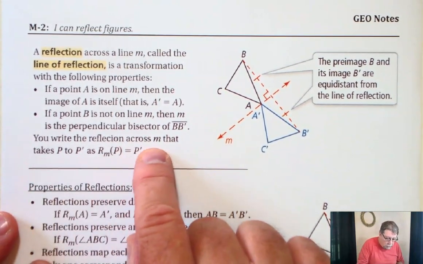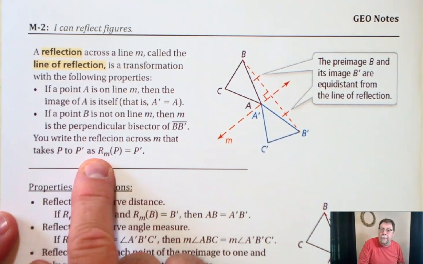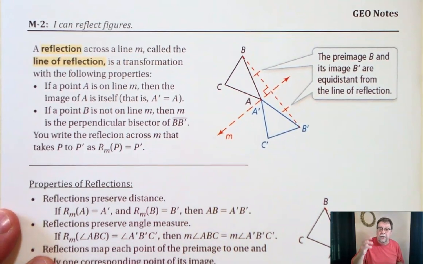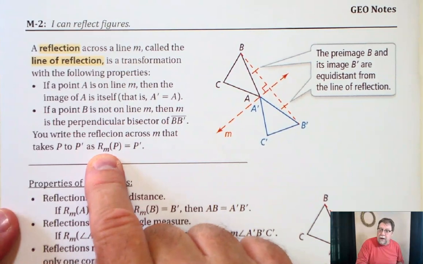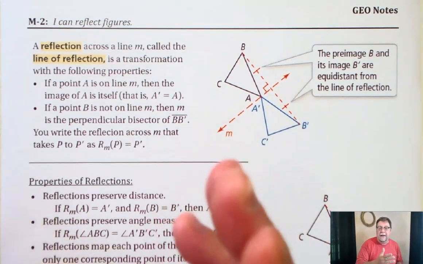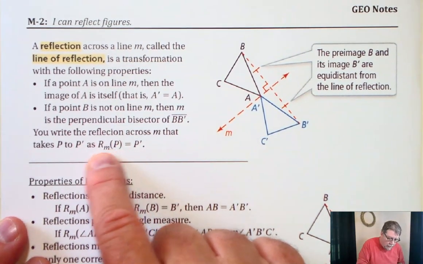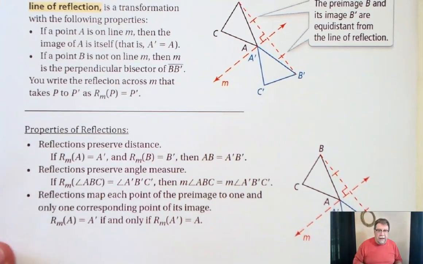You're going to write the reflection across M that takes P to P prime this way. You're going to put a capital R. Capital R stands for reflection. Remember last time we used capital T for translation. Then M is whatever the line is, wherever the line that we're reflecting across. We identify that line. And then what are we reflecting? In this case, point P. And then what does it become? It becomes P prime.